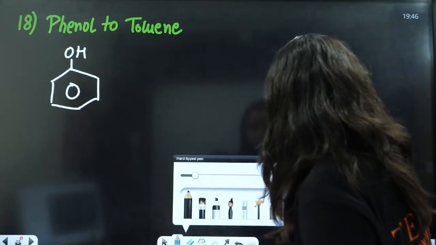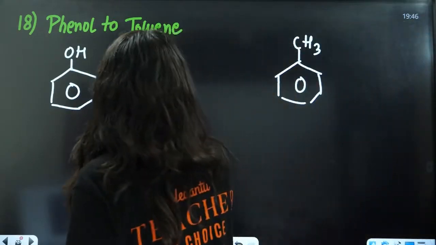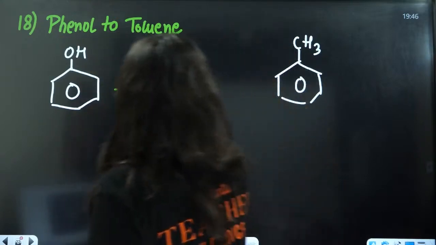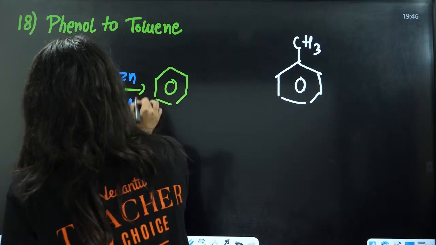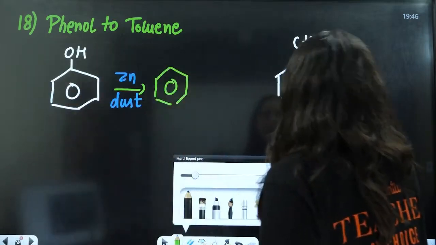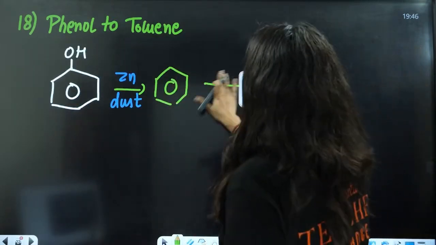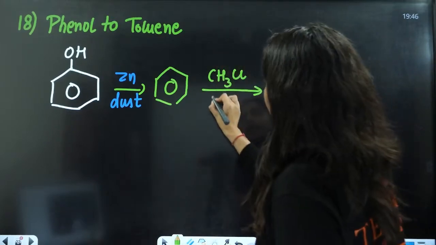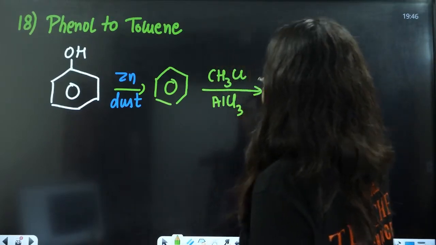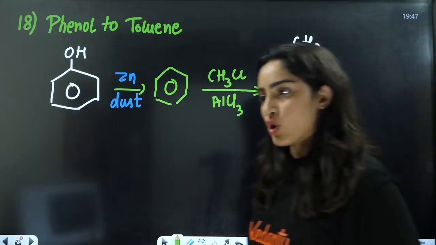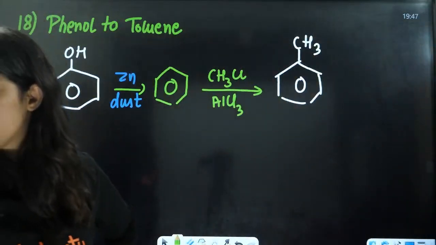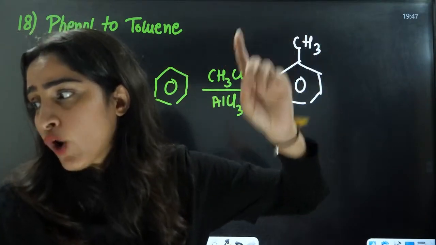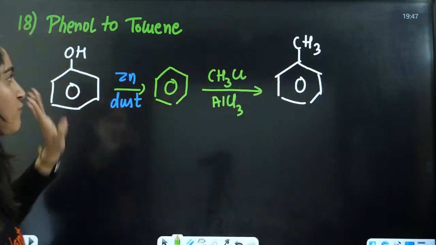Here there is no use of Etard's reaction. You will convert it into benzene by adding zinc dust here, and then convert it into any desired product. This will be Friedel-Crafts alkylation, that is CH3Cl, AlCl3, and you will have the desired product, that is toluene. Done. Phenol to benzene, then toluene. Very good, Nancy.